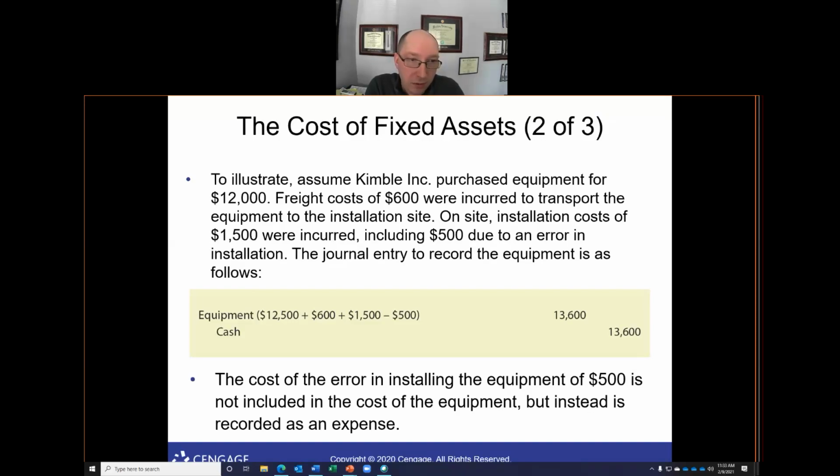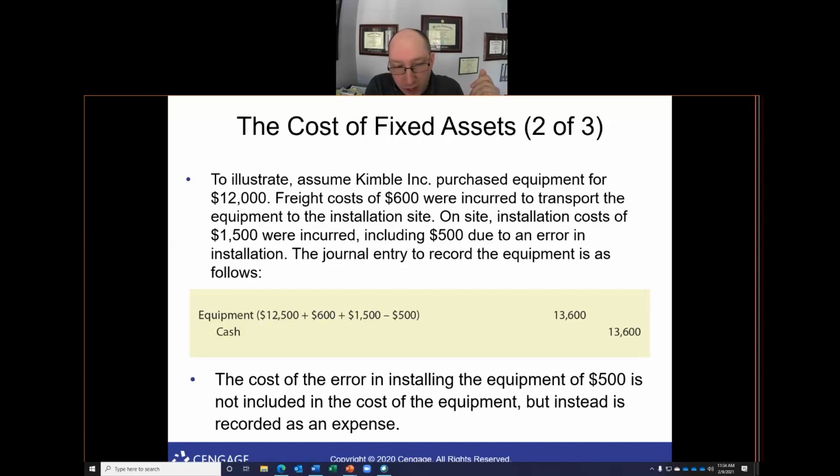So, initial cost of the equipment, $12,500. Now, it's supposed to be $12,000. Let's pretend it's $12,500. $12,500 initial cost plus, let's say the $500 was in taxes. $12,500 plus $600 for the freight plus $1,500 for installation minus $500 for an installation error gets us to $13,600. So, interesting, right? So we see that we have the purchase price plus tax plus freight plus installation minus installation error gets us to our initial cost for the equipment of $13,600.